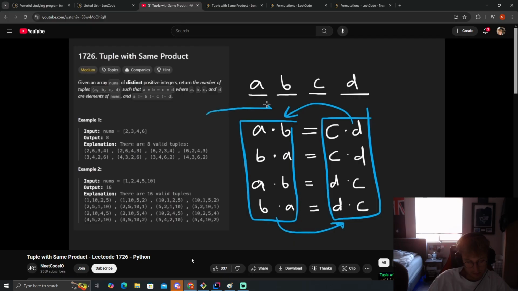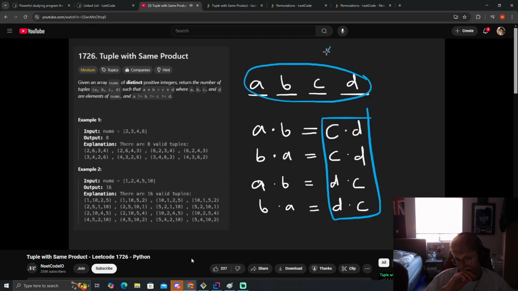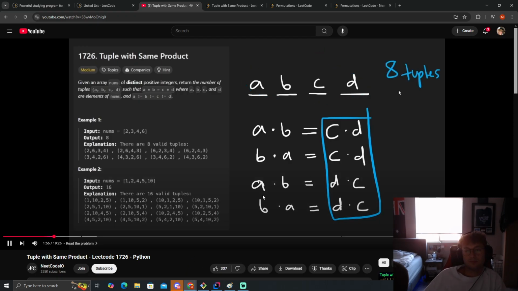I think I said right side a second ago. I meant left side, sorry. But basically, what we've realized is that if we find 4 values that satisfies that condition, then we've actually found 8 tuples. Every time that happens, we found 8 new tuples.